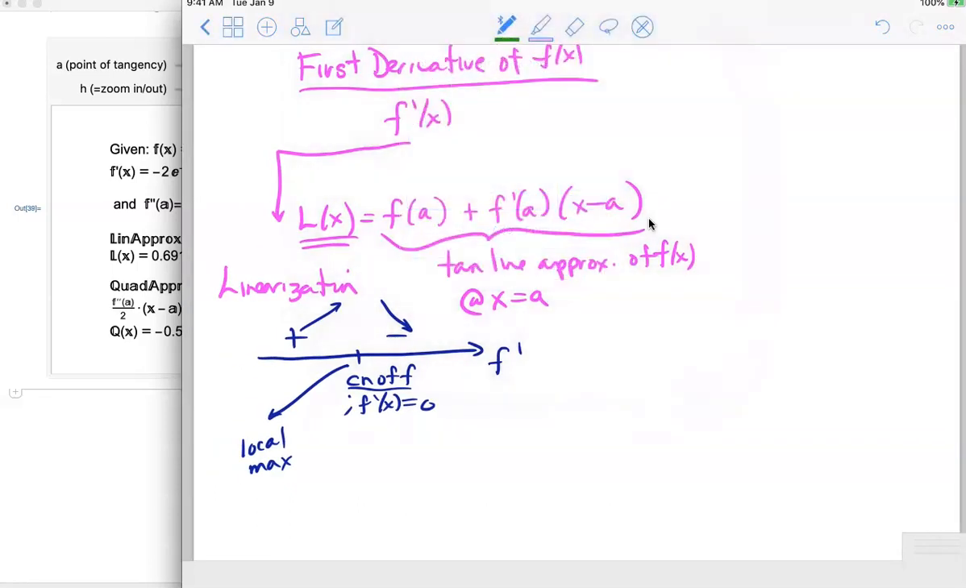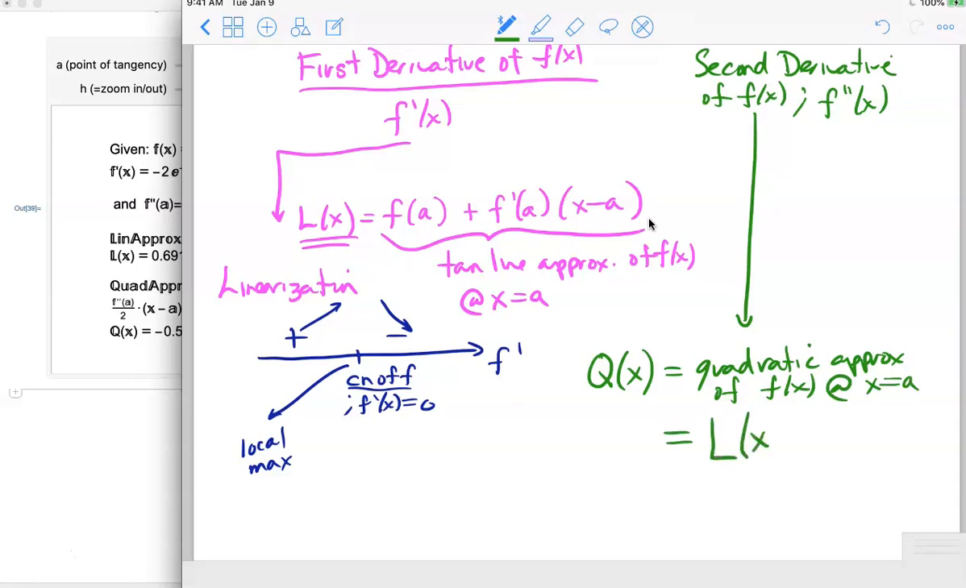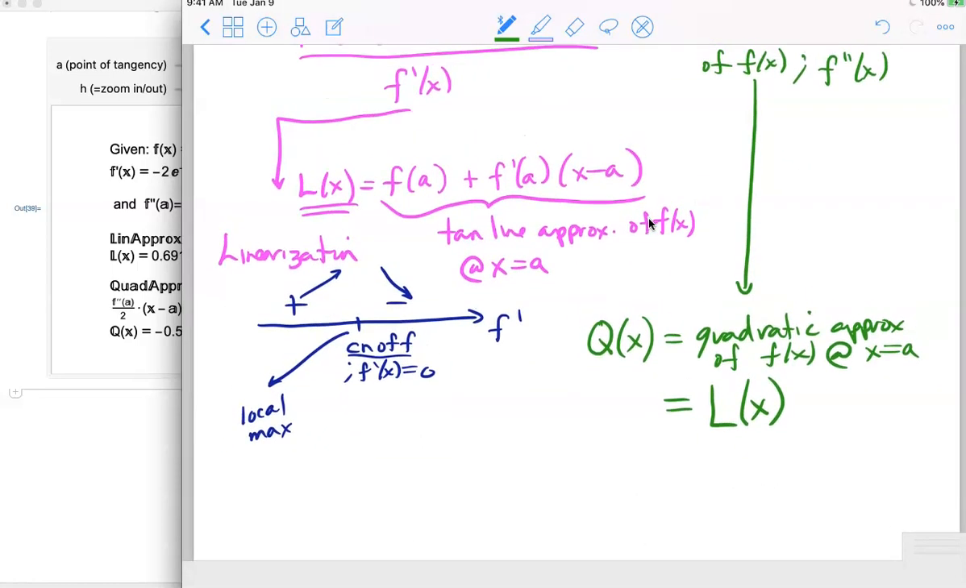But one thing that's interesting to notice is that there is also a second derivative of the function f of x. We're familiar with it, and we know we can do sign lines with the second derivative too. But there is a formula that is the natural equivalent of the linear approximation, and it's called the quadratic approximation at a point x equal to a. Its formula is the linear approximation, plus an extra term, which is 1/2 the second derivative at a multiplied by x minus a squared.